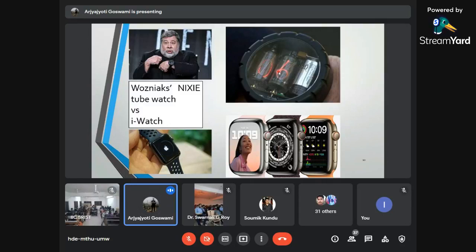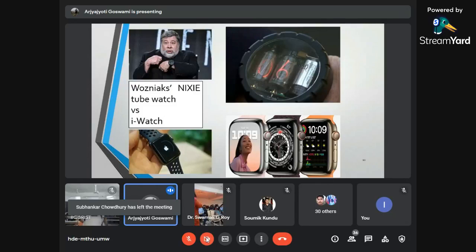Whatever solution we are giving, it may be a very, very good solution. It may very well work for you and solve the problem, but you should realize you are designing something for humans and you should think from the human point of view. This human-centered approach of thinking is called design thinking. You can see this is Steve Wozniak's Nixie watch, and this is Apple's iWatch. Just by looking at it, you can figure out which watch is more acceptable for a general consumer.